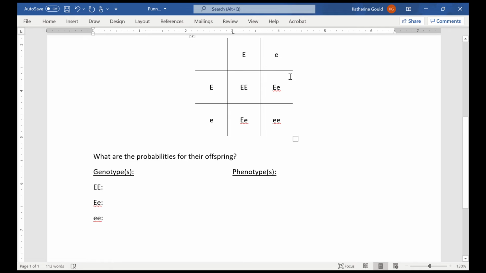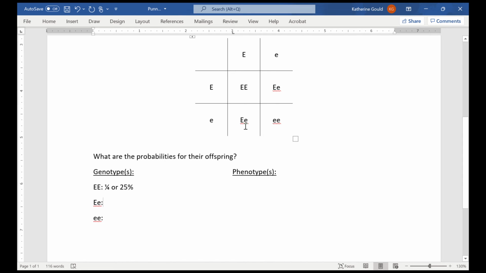So we have four possibilities here, and each one of these could be one offspring. Now, this does not mean that if these two individuals have four children, they will have one of each of these, okay? What it means is that there is a 25% chance or 1 in 4 chance each time they have an offspring that the offspring will have one of these genotypes, okay? So we have one big E big E. So the probability is 1 out of 4, or 25%.